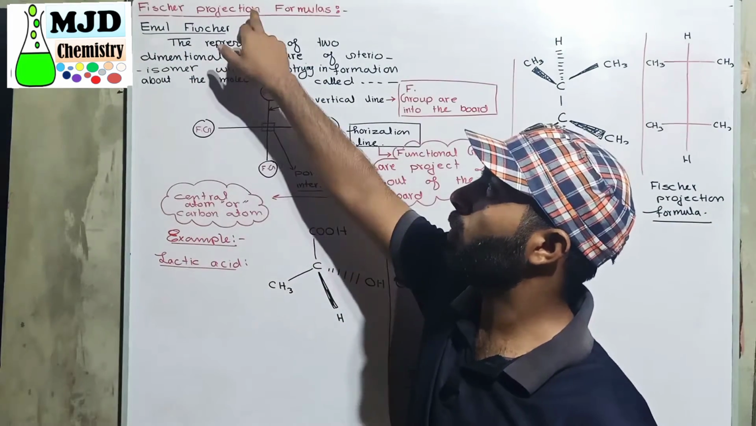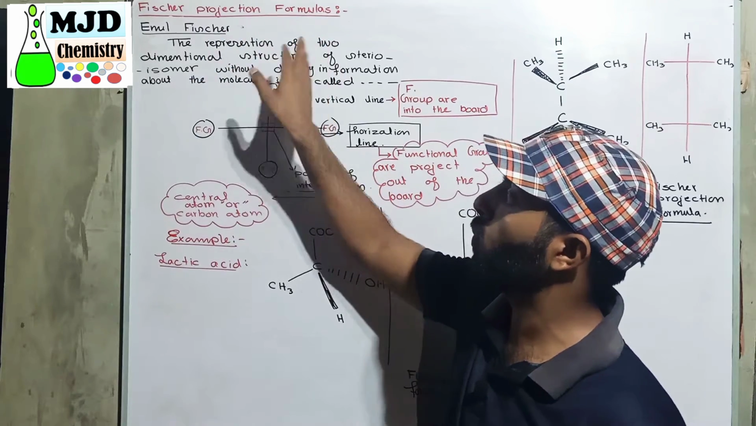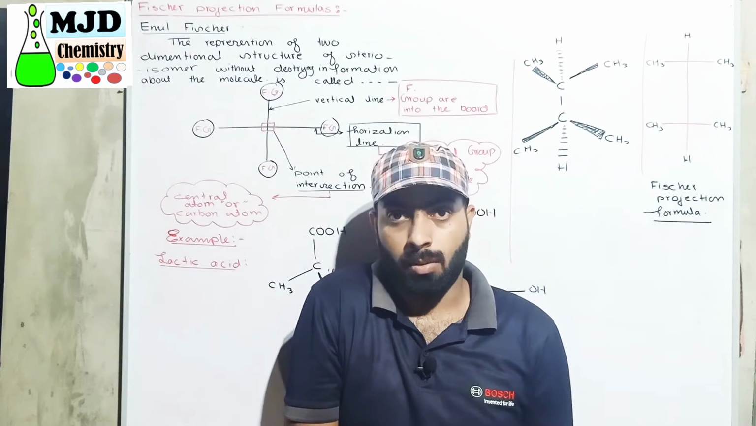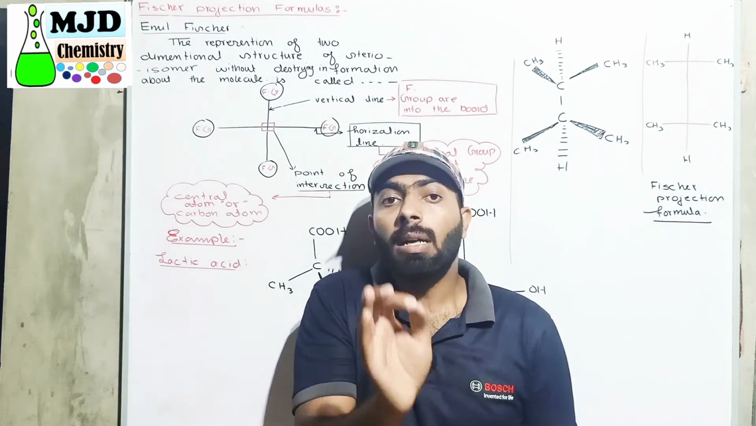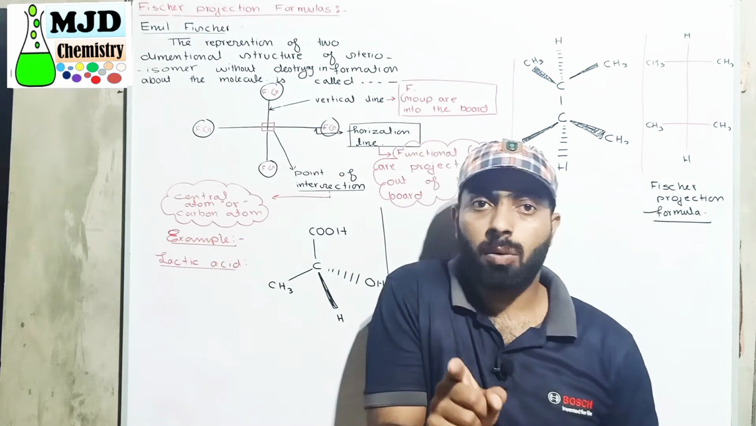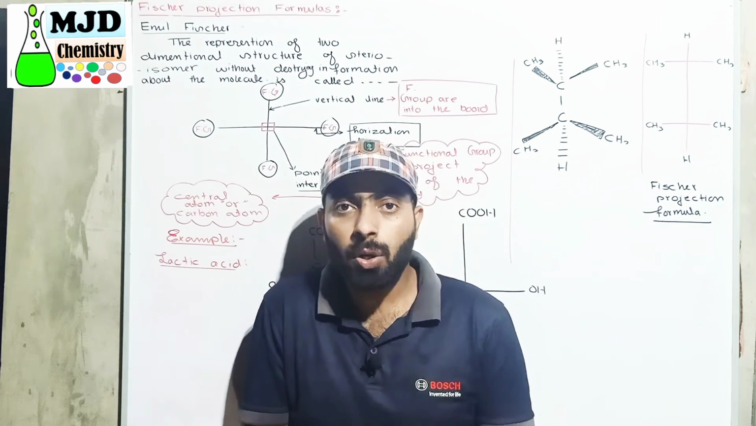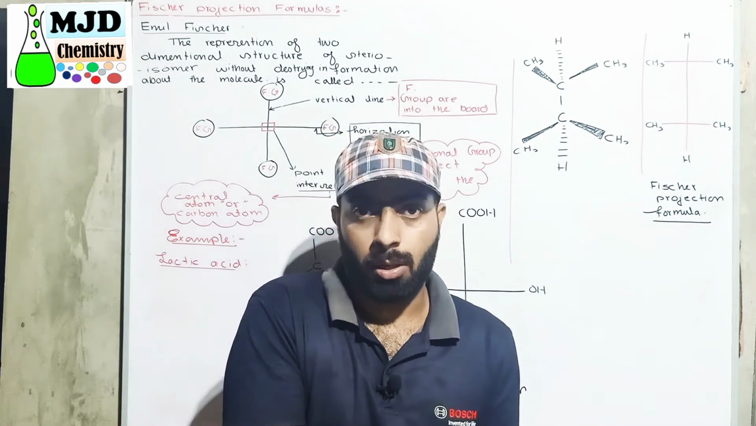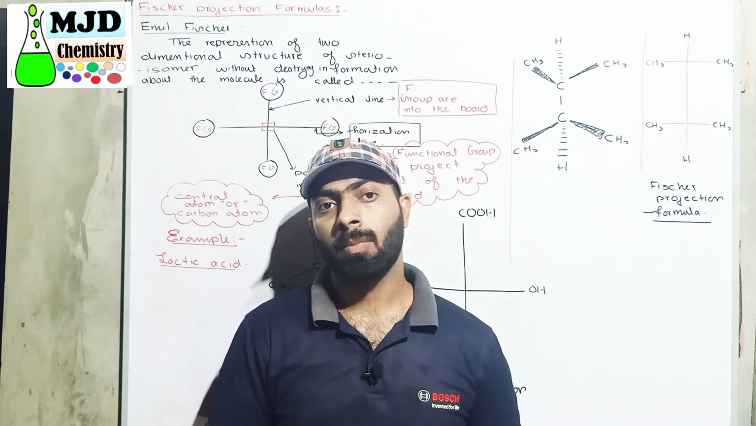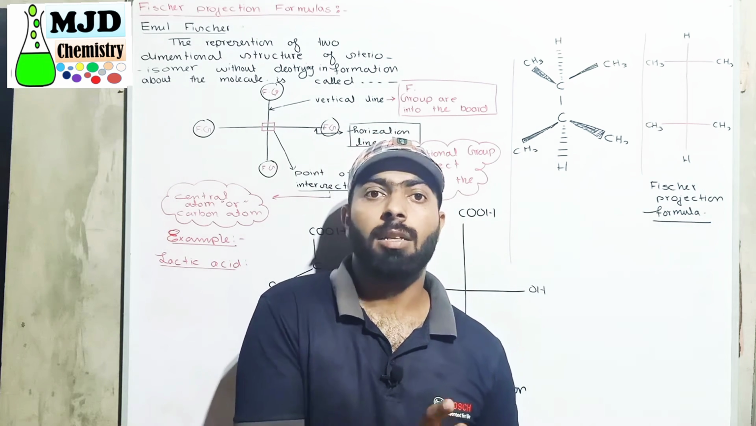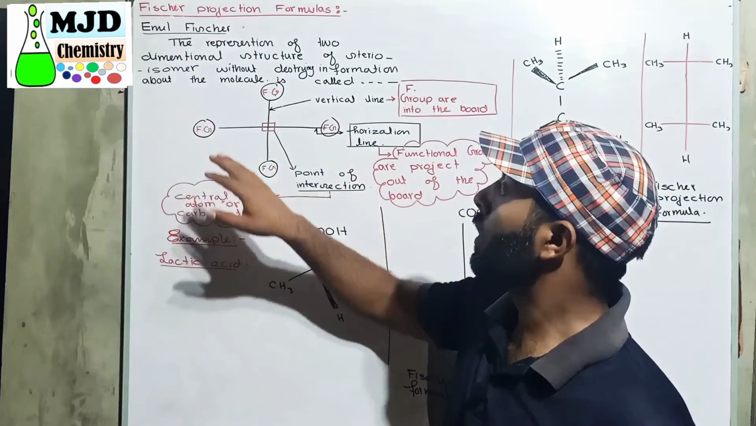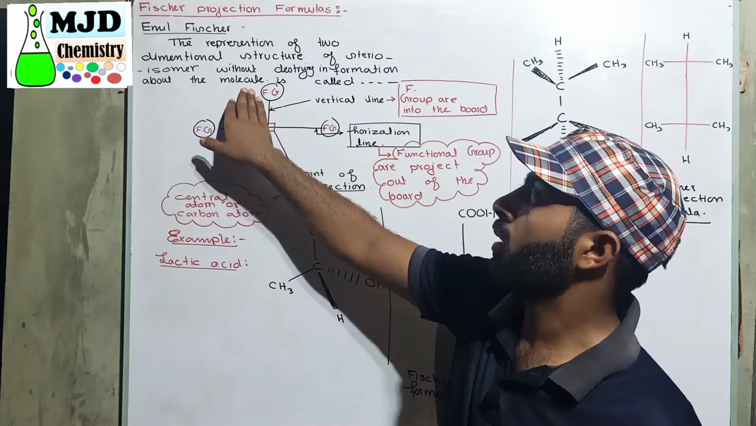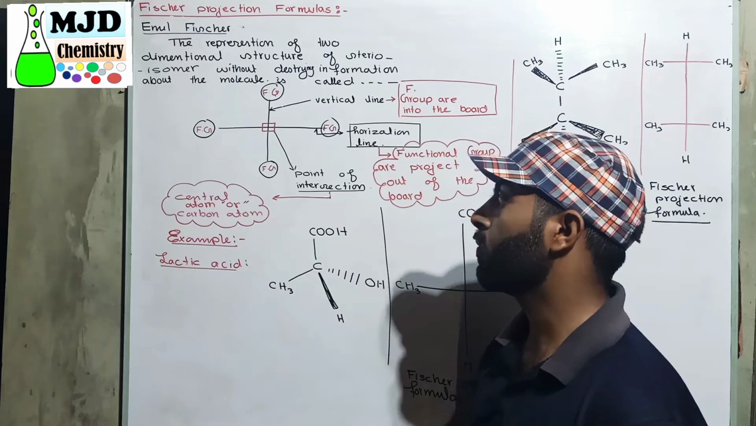The definition of Fischer projection formula is this: the representation of two-dimensional structure of stereoisomer. It is a representation of two-dimensional structure. What is stereoisomer? Stereoisomers are those compounds which have the same molecular formula and structural formula, but different spatial arrangement of atoms, without destroying the information about the molecule. This is called Fischer projection formula.